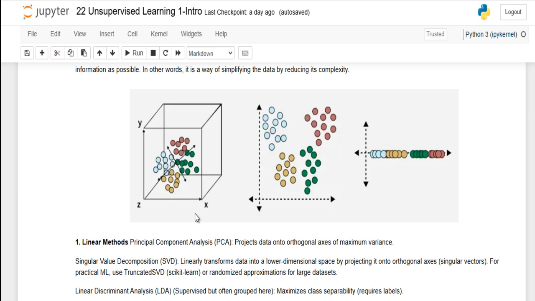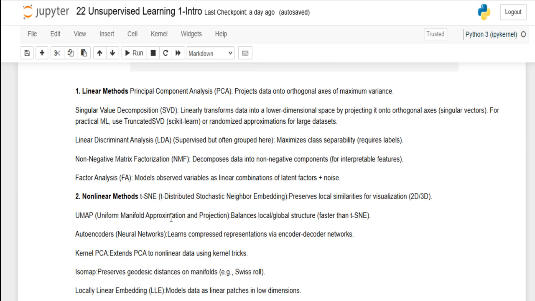So one of the common methods is called PCA, Principal Component Analysis, which projects data onto orthogonal axis of maximum variance. So that is the first one that we have there. So we also have what we call singular value decomposition, which linearly transforms data into a lower dimension space by projecting it onto orthogonal axis, because of singular vectors.